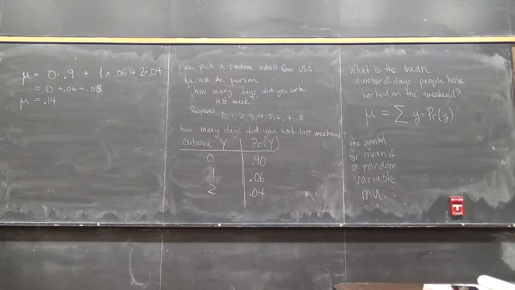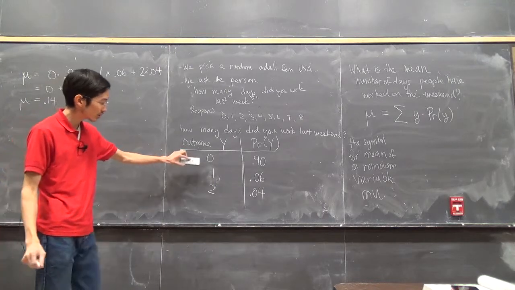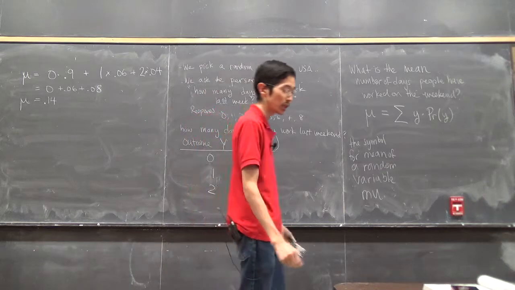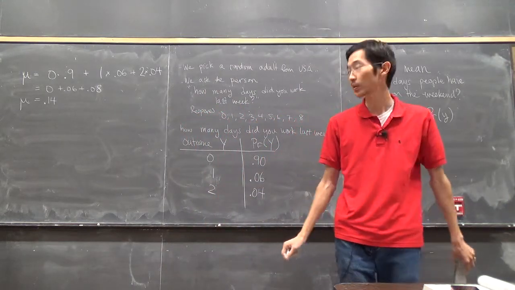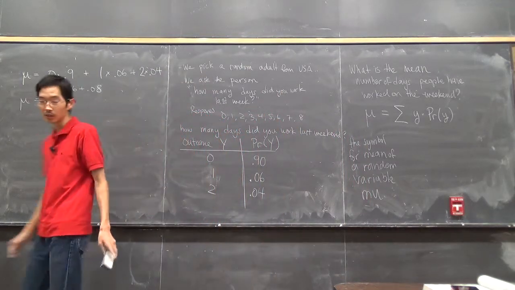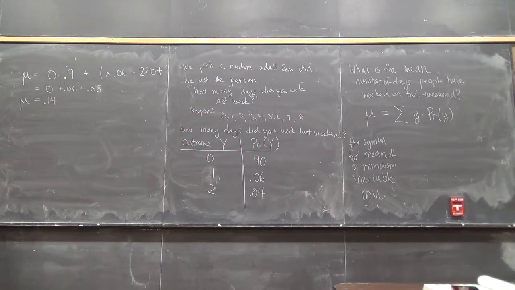Okay, what does that mean? Could somebody have actually worked 0.14 days last weekend? No. Whenever we ask the question, how many days did you work last weekend, the answer is only going to be 0, 1, or 2. Nobody will say I worked 0.14 days. No one's going to give you a decimal answer. What this is saying is that if you were to continually ask lots and lots of people, and you took the average of all of their responses, the number that you would get would be 0.14.